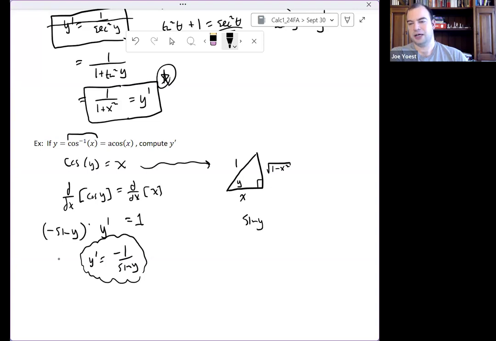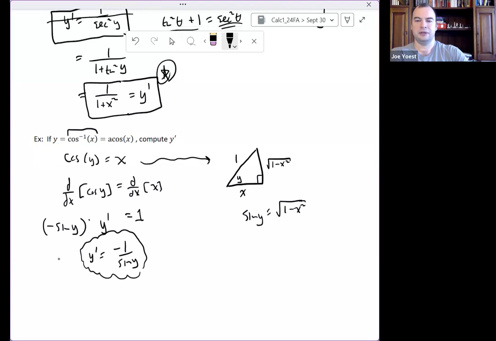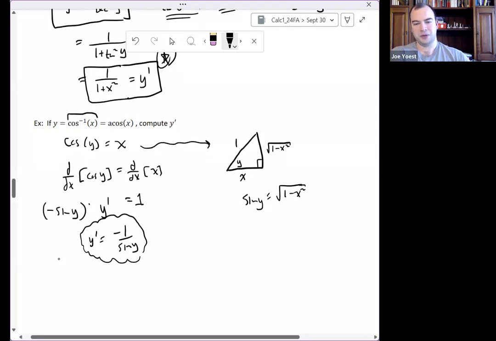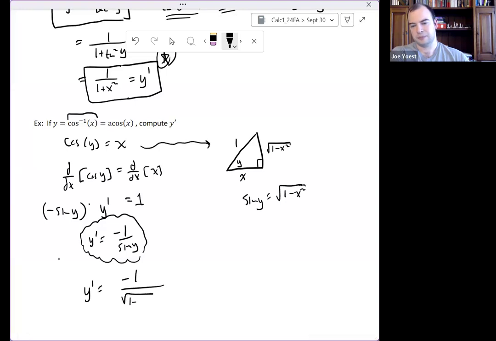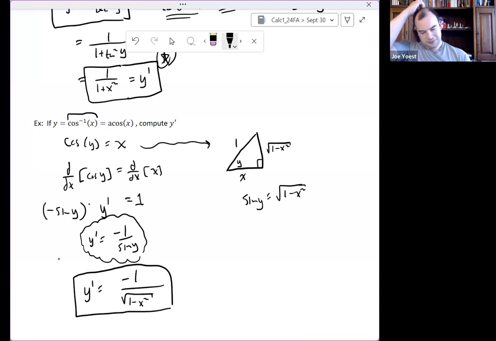And then what's sine y? Opposite over hypotenuse, root 1 minus x squared. So I can rewrite y prime as negative 1 over square root of 1 minus x squared. That's probably the best way to go about it.